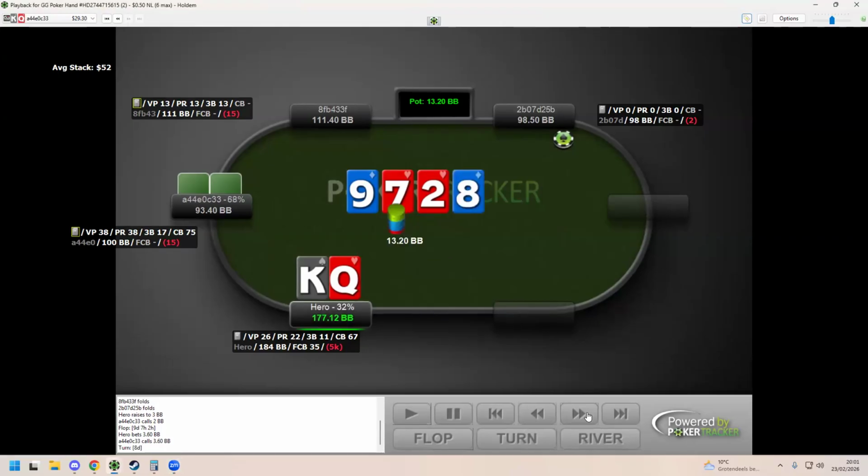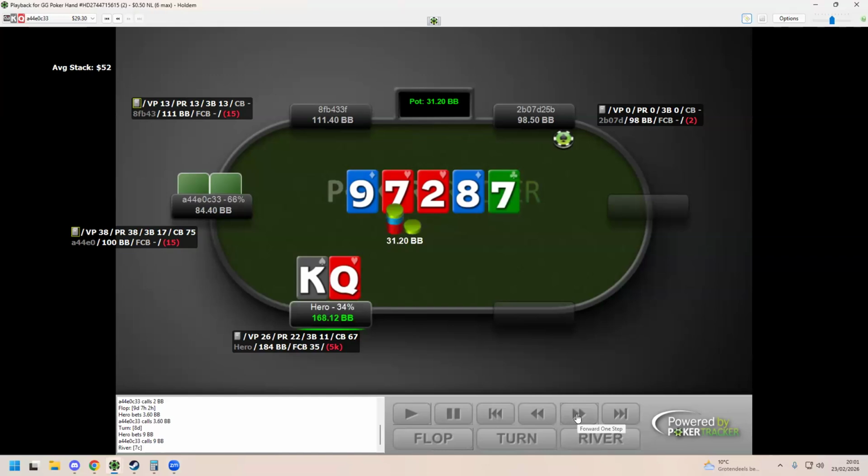On the turn we check, and he checks behind. Now the pot is 30, basically the same pot. We check, and he most likely will just check back.